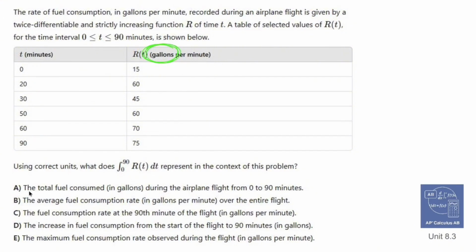So which one of these is going to give us that? The total fuel consumed in gallons during the airplane flight from 0 to 90 minutes sounds good to me. The average, no. The fuel consumption rate, no. The increase, no. The maximum, no. So it's the total fuel. You have to keep in mind that if you integrate a rate, you are finding the total amount used. And that's what we're doing here. This problem is a lot friendlier than it had to be.